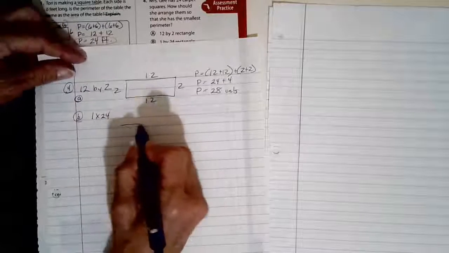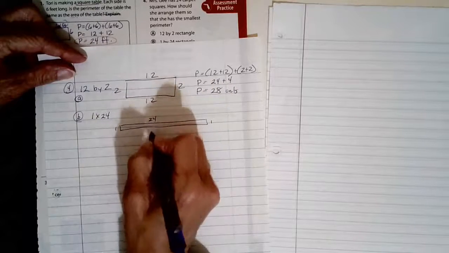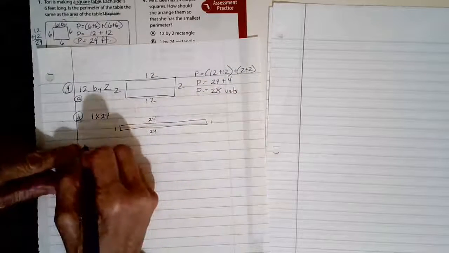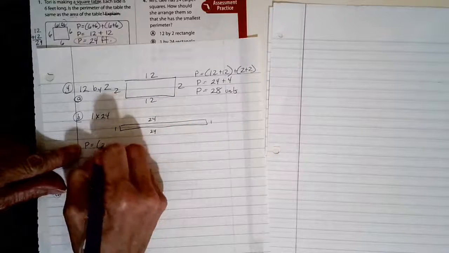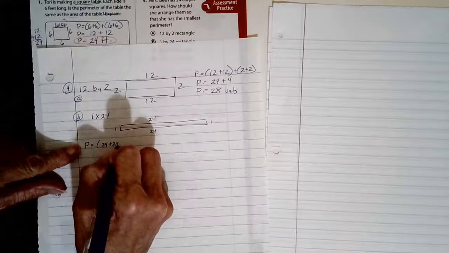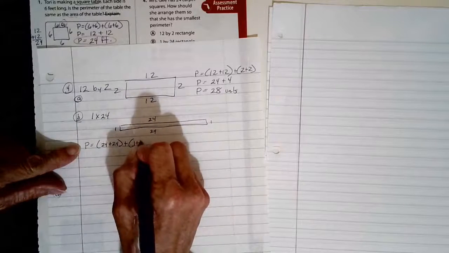For B, it says a 1 by 24. So if we have a 1 by 24, that's having one that's really long. So each end is 1, and the top is 24, and the bottom is 24. So let's solve for our perimeter. Our perimeter equals 2 24s. Let's add those together. 24 plus 24 plus our two 1s, 1 plus 1.